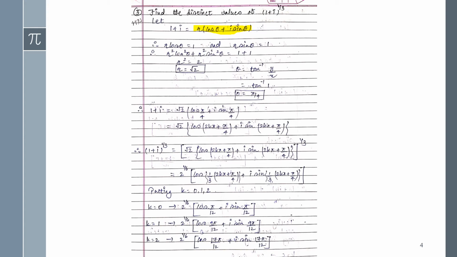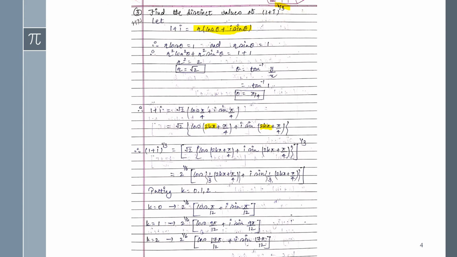Now again you can observe that θ you have to put into the 2kπ plus θ form, right? Any kind of function of sine and cos of θ you have to convert into the form of 2kπ plus θ. So you can observe that I have added here 2kπ plus π by 4. Now applying on both sides, because you have to find here the whole raised to 1 upon 3 power, right? So applying this 1 upon 3 power on both sides, you get this term.